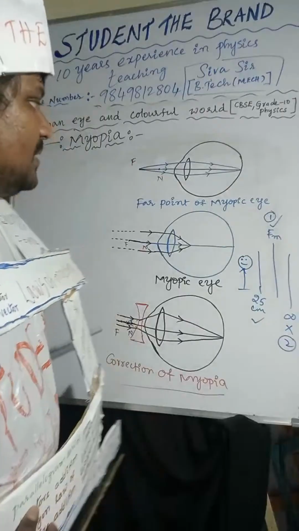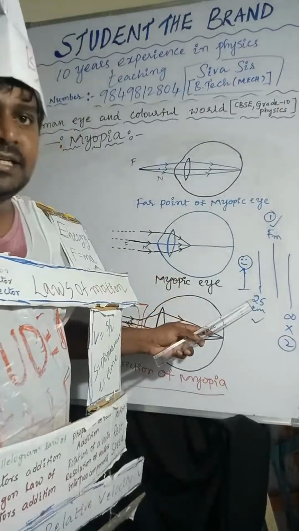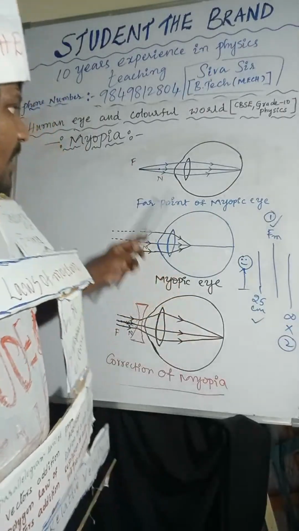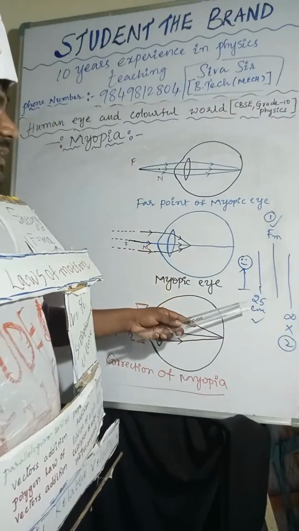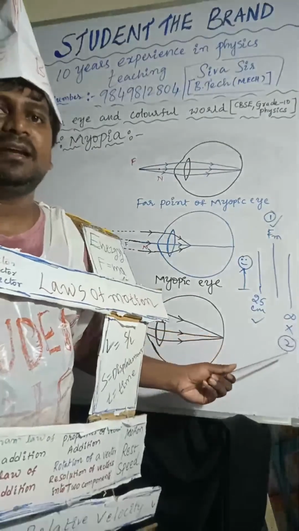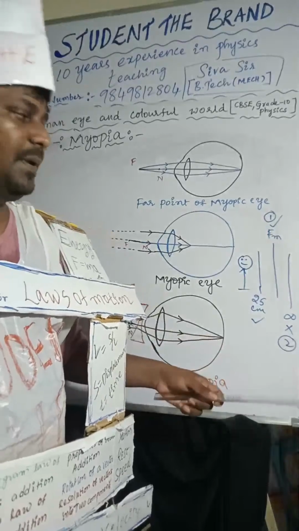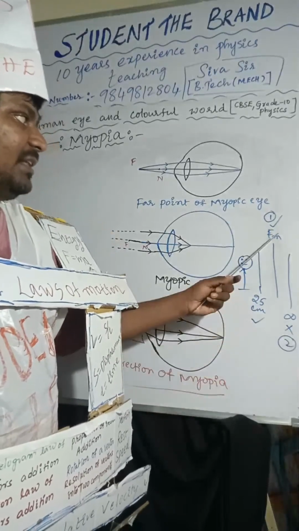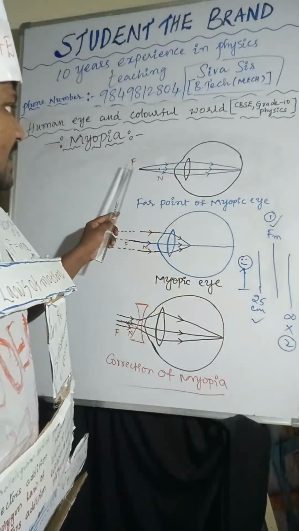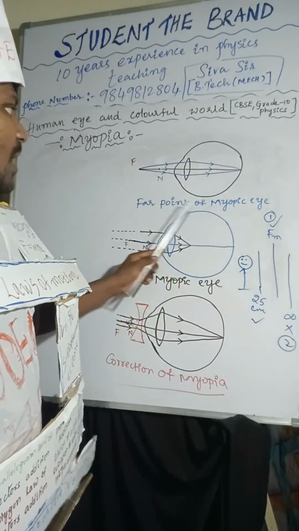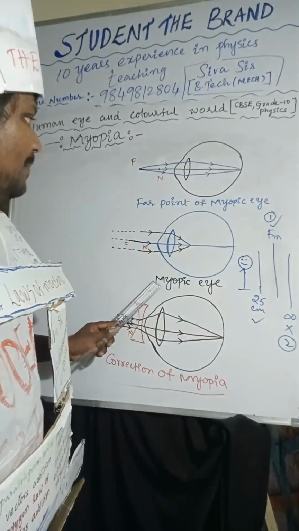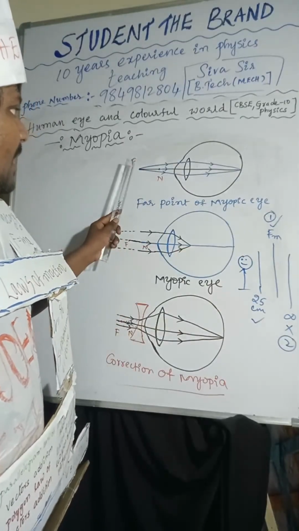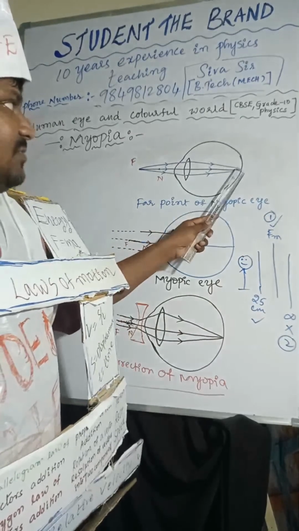Here the person is able to see near distance. If he can see the near distance, no problem, nothing will happen. But he can't see the far distance, only up to somewhere here. So the light rays coming from the far point of the myopic eye will meet at the retina.